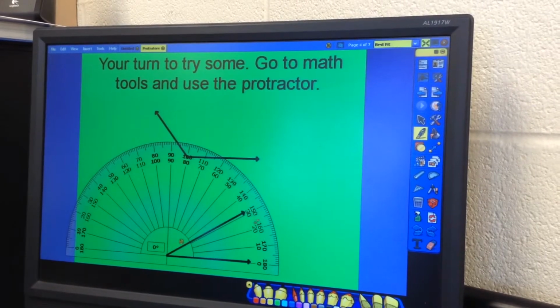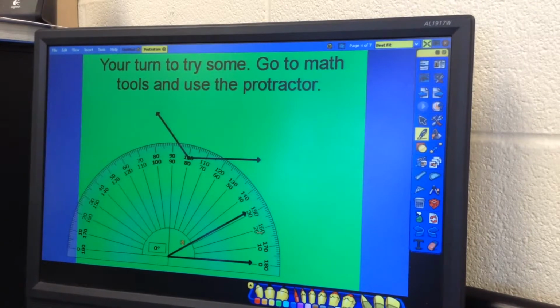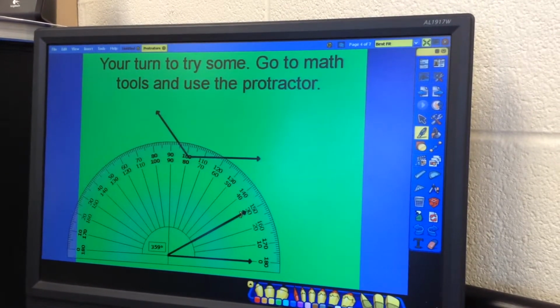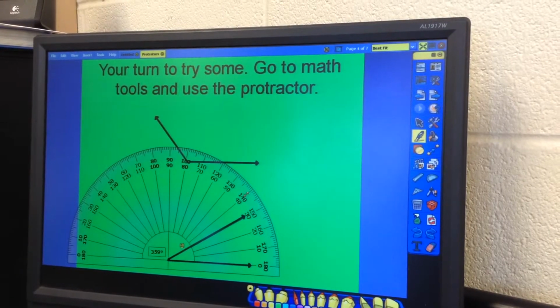And again, we see two numbers here. We start at 0 and look up. 10 degrees, 20 degrees, it's 30 degrees. At the grade 4 level, the good news is it's either going to end in a 0 or a 5.